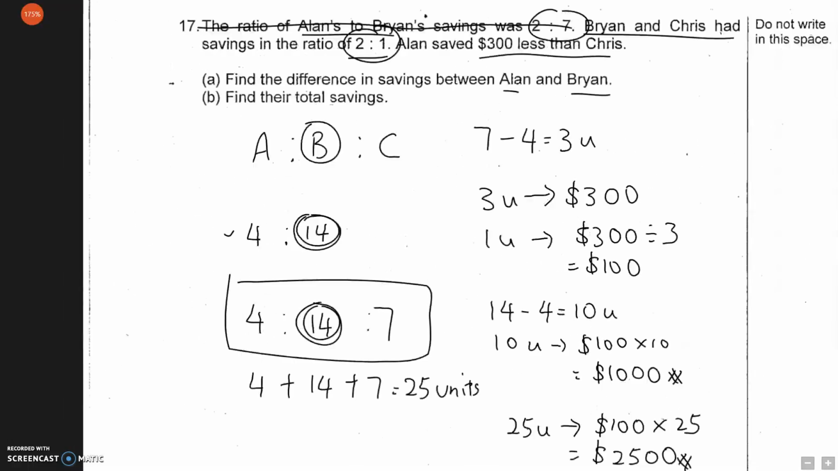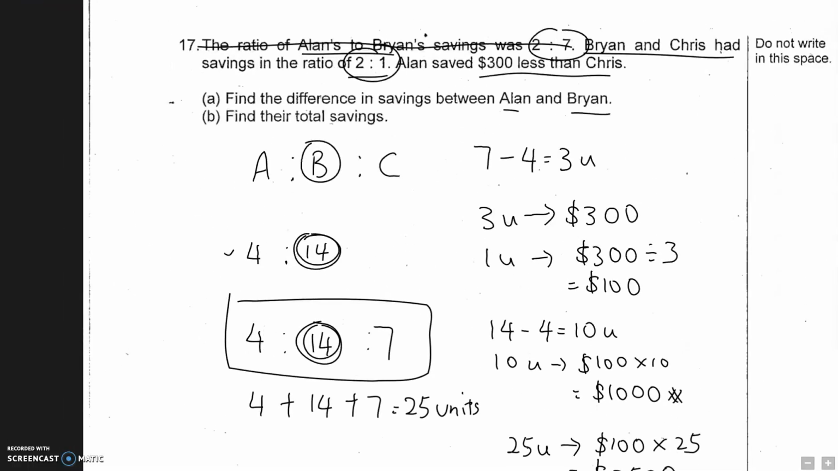So the learning point over here, if you remember what we discussed in the test: just make sure the same person that we are talking about, which is Brian, has the same ratio. We multiply them to make it the same number, 14 and 14. Okay?